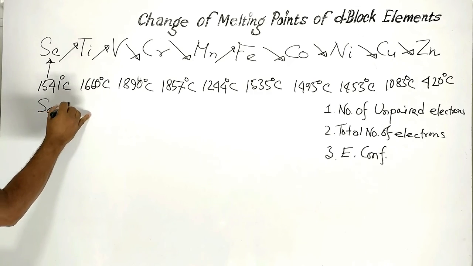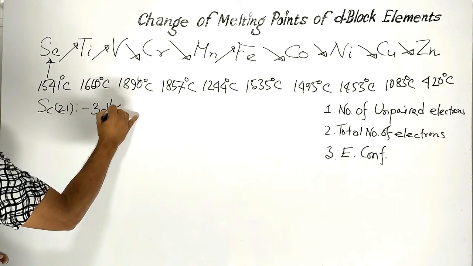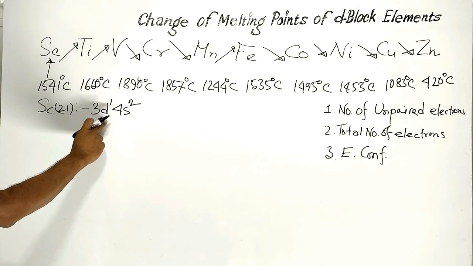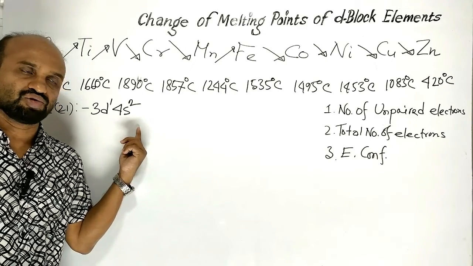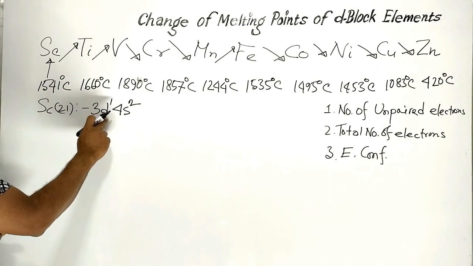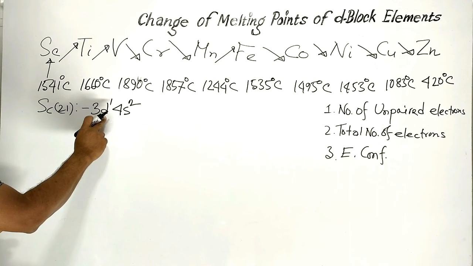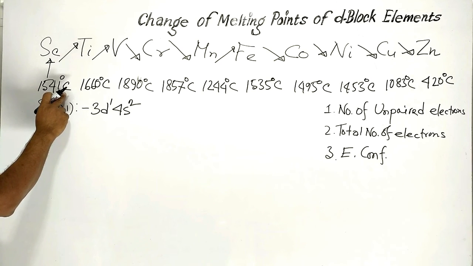Scandium 21, outermost electronic configuration is 3D1 4s2. Here, energy difference between 3D and 4s is extremely little. That is why 3D electron and 4s electrons participate in metallic bond formation. So here, total 3 electrons participate in metallic bond formation. That is why melting point of scandium is very high, that is 1541 degrees Celsius.